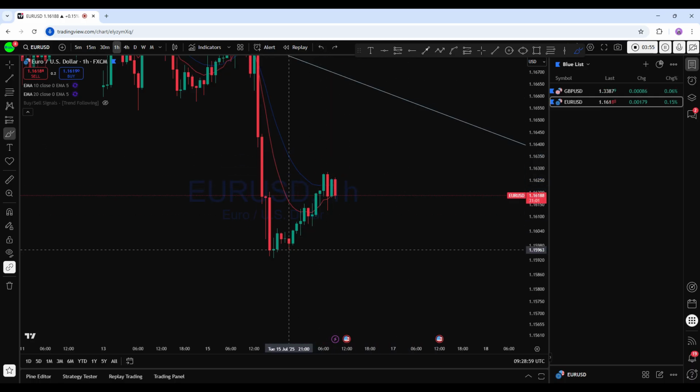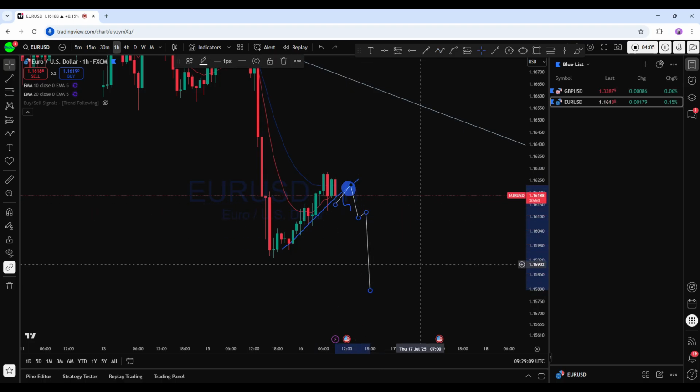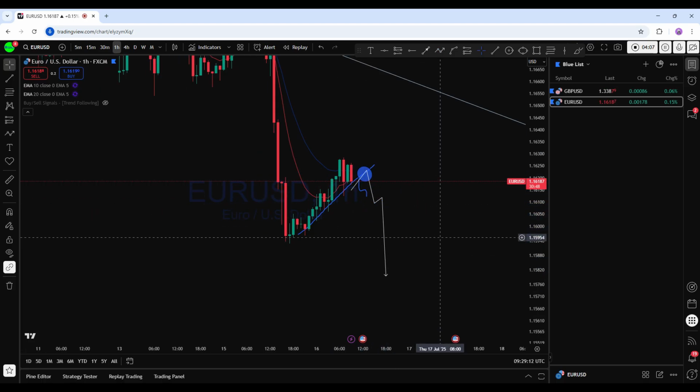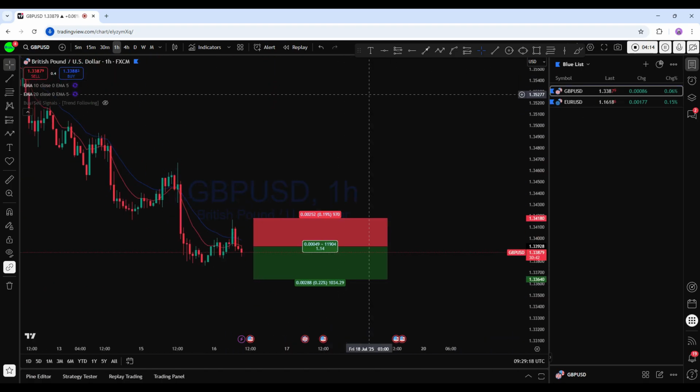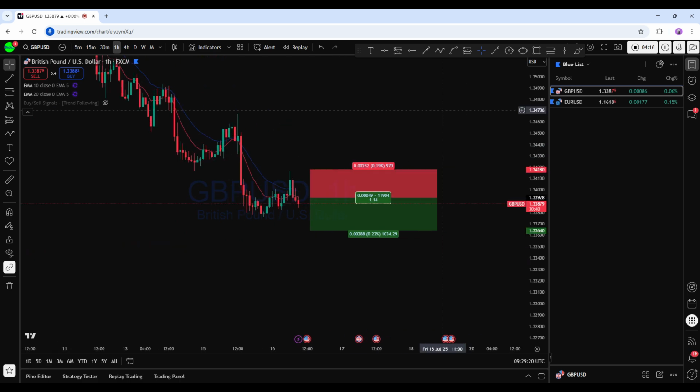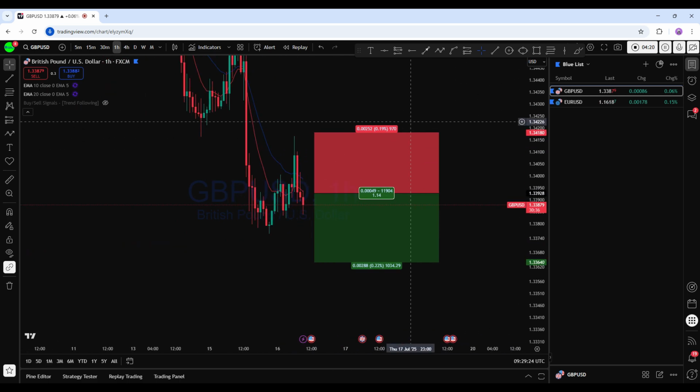Would like to see the market has broken that structure here, and after this break of this structure we can look for potential selling opportunity. After price action confirmation, we will be looking to sell with a high probability trade setup. Now looking at British pound US dollar, already we are on a trade on GBPUSD. Let's see how we can add position or secure that trade when the market reaches an important level.